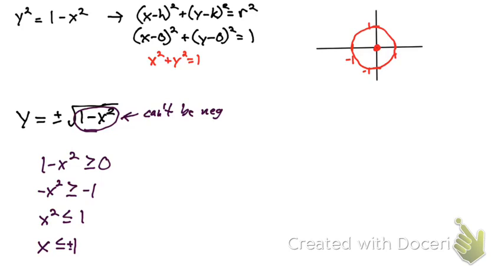Number 13 says x equals y squared plus 1. So we have x equals y squared plus 1. Well, if I subtract 1 from both sides, we would have x minus 1 equals y squared. If I took the square root of both sides, we'd have plus or minus the square root of x minus 1 equals y.